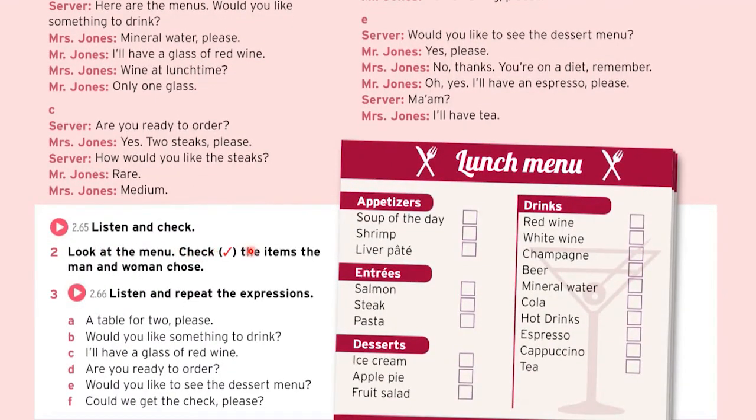Look at the menu. Check the items that man and woman chose. Alright? From these items that we have here, which were the ones Mr. Jones and Mrs. Jones chose? For example, here we have that they ordered mineral water and a glass of red wine. So here in drinks, we can check mineral water and red wine. Alright, like this, complete the exercise, and when you finish, we'll move on.